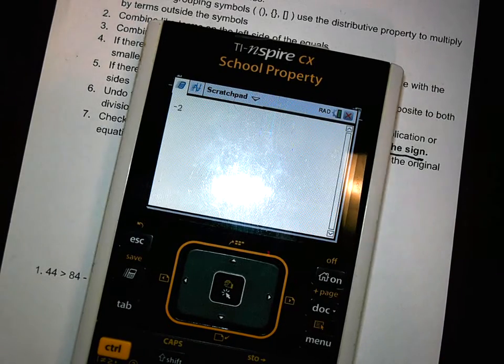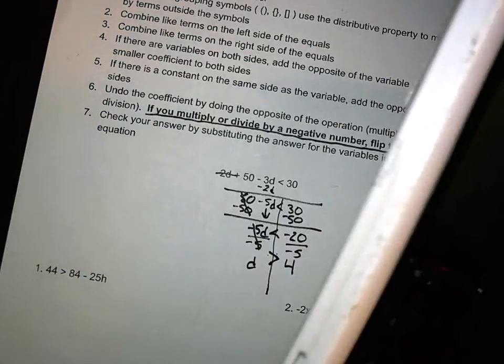Plus 50. Oh, sorry. Negative 2D. I forgot the D. So negative 2 times, we said D was 4, right? I can stick in parentheses or I can multiply it. Negative 2 times 4 plus 50.